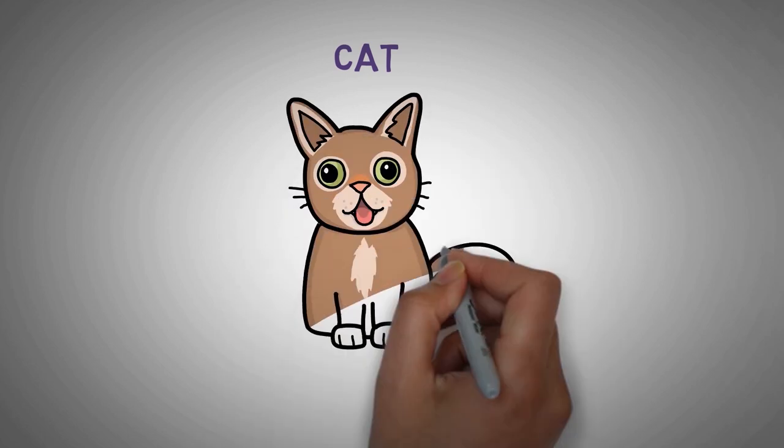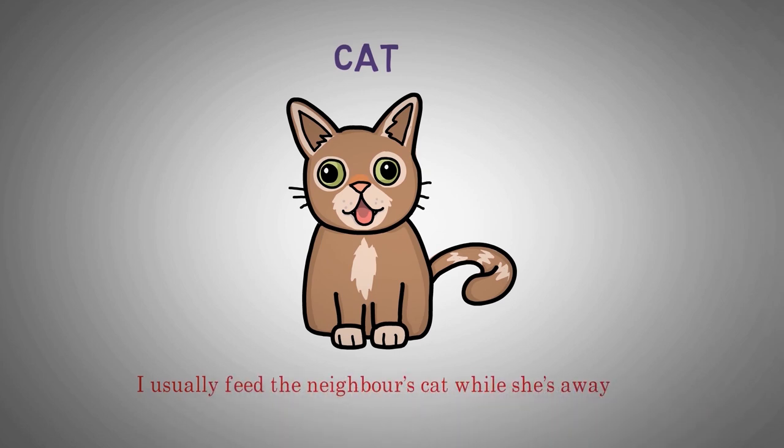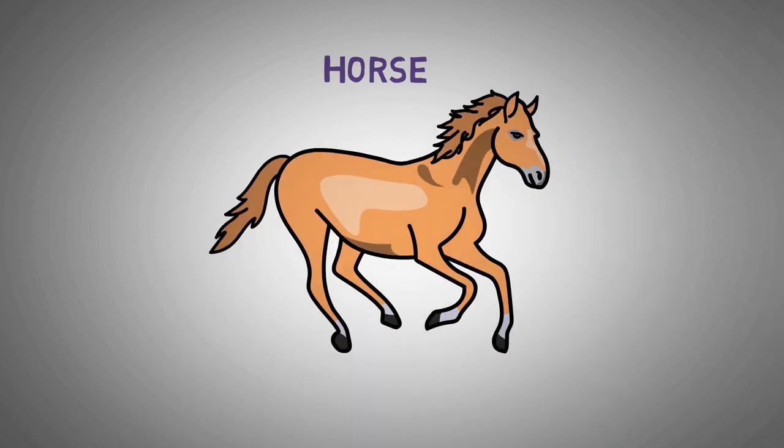Cat. I usually feed the neighbor's cat while she's away. Dog. We could hear dogs barking in the distance. Horse. A total of 21 horses were entered for the race.